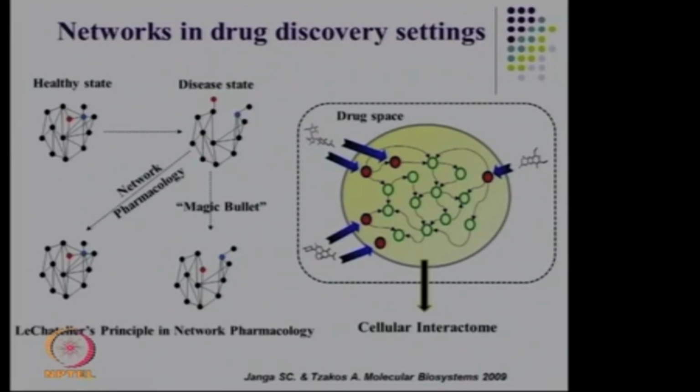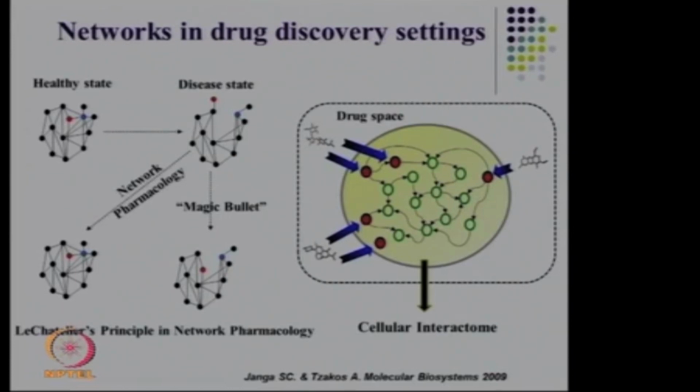Now, what network pharmacology or network medicine approaches are trying to arrive at is the use of a combination of perhaps promiscuous drugs, but which do not cause negative side effects, which do not cause side effects which are lethal, and can still convert the disease state into a healthy state as close as possible to the original one. Now, how would you achieve such an approach?